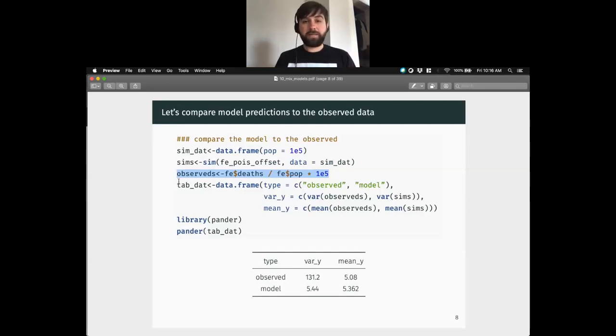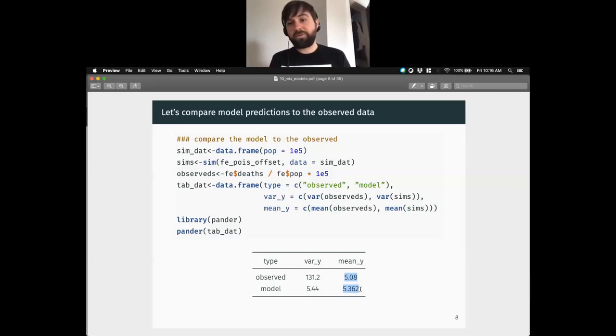Then I'm going to set these up as a data frame real quick, where I take the variance of my observed and the variance of my simulated, and the mean of my observed and the mean of my simulated. And what do we got? My mean isn't too far off. I observed a mean of about 5 deaths per 100,000 people across U.S. counties. So the average county, if it had 100,000, has a death rate of about 5 men killed per 100,000, and this is over 6 years, so it's kind of wonky. It's 5 deaths per 100,000 per 6 years.